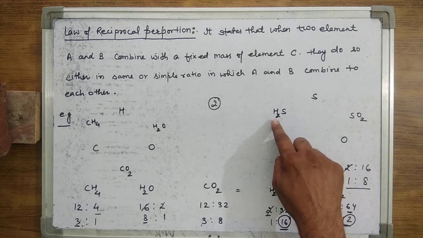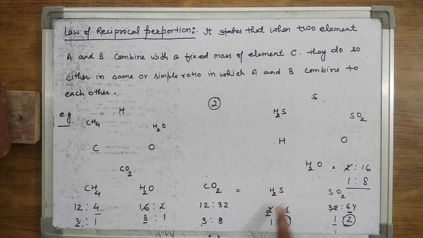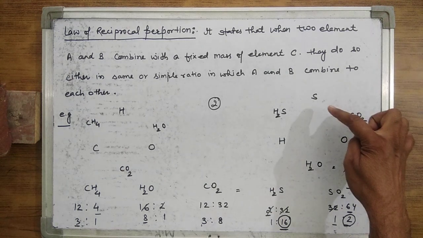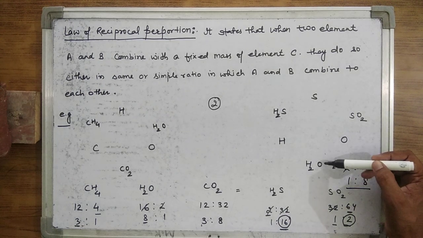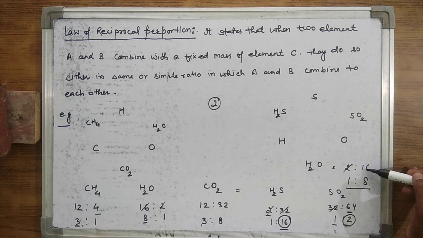Now see the ratio of hydrogen and sulfur in H2S. 2 parts of hydrogen react with 32 parts of sulfur. Now 32 parts of sulfur react with 64 parts of oxygen. Here the mass of sulfur is fixed. Now its ratio is 2:16. Hydrogen and oxygen combine in the ratio of 2:16.